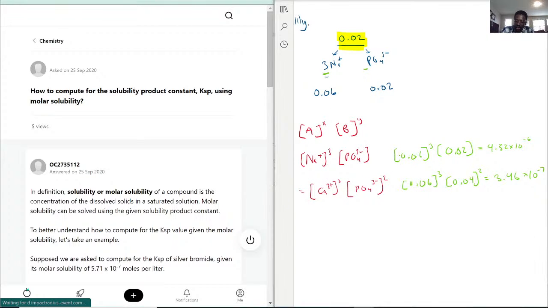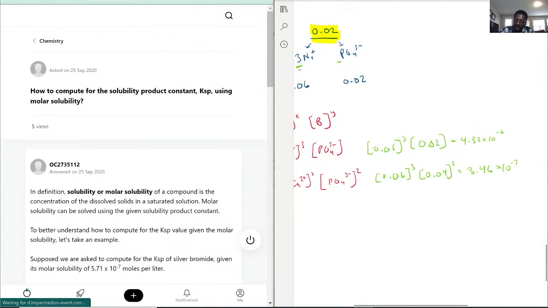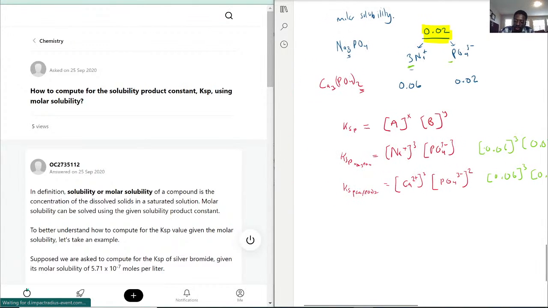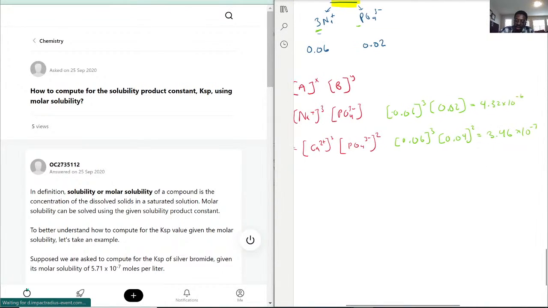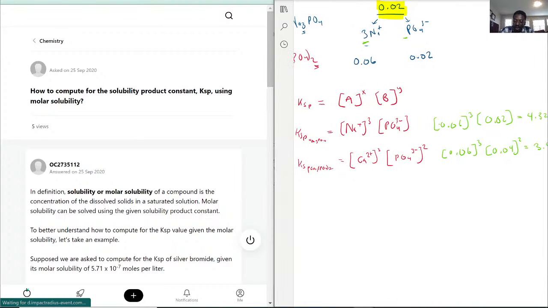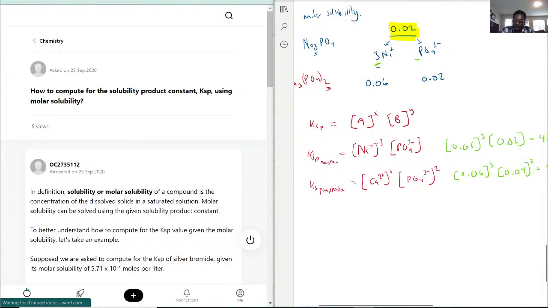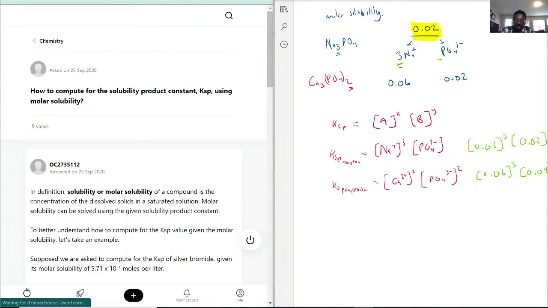So exactly. That's why it's very important to do these steps, because at first glance you wouldn't really be able to tell what that Ksp value would be. So technically speaking, the sodium phosphate is more soluble than the calcium phosphate, which also would make sense, considering that a lot of things with sodium are quite soluble. This is just theoretical though.